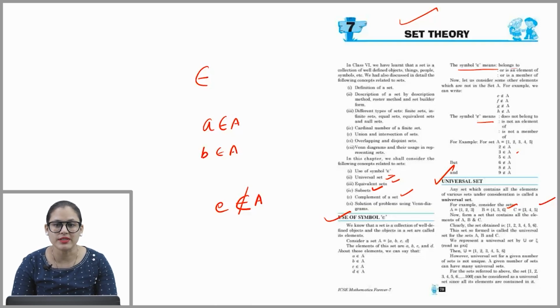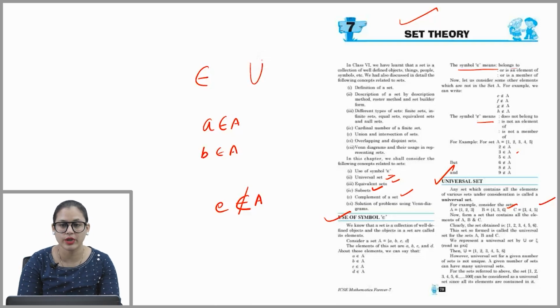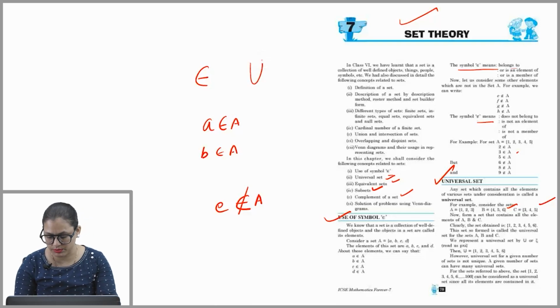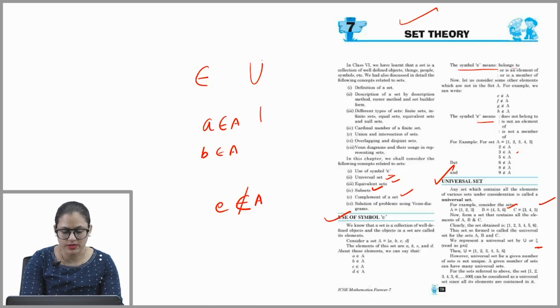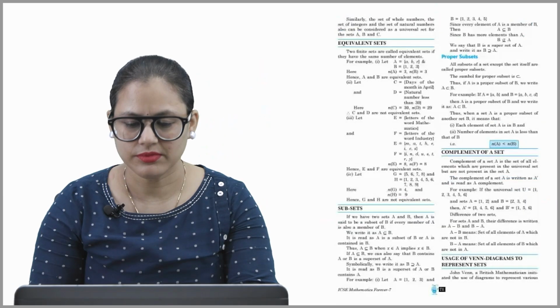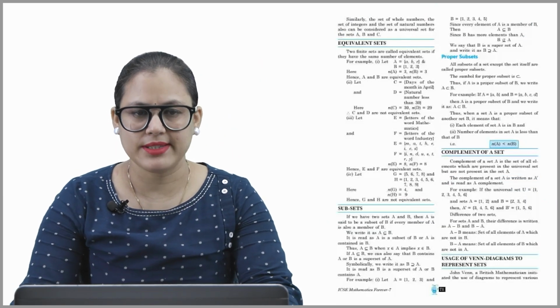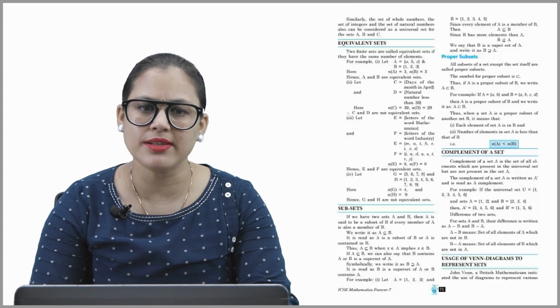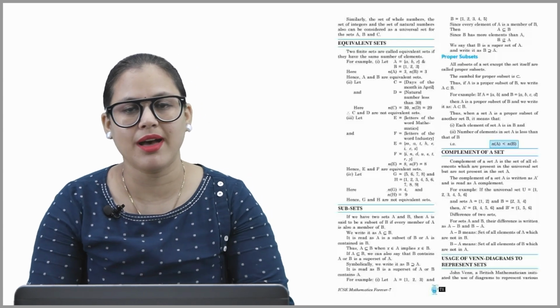So, we represent a universal set by U, or also we can use this symbol, which is read as phi. Thus, U = {1, 2, 3, 4, 5, 6}. However, the universal set for a given number of sets is not unique. A given number of sets can have many universal sets. For the sets referred to above, the set {1, 2, 3, 4, 5, up to 100} can be considered as a universal set since all its elements are contained in it. Similarly, the set of whole numbers, the set of integers, and the set of natural numbers also can be considered as a universal set for the sets A, B, and C.